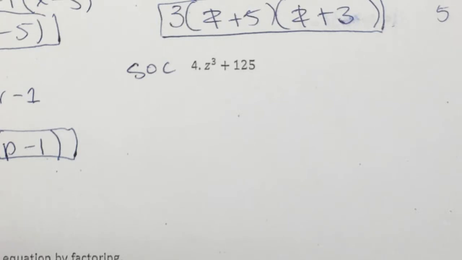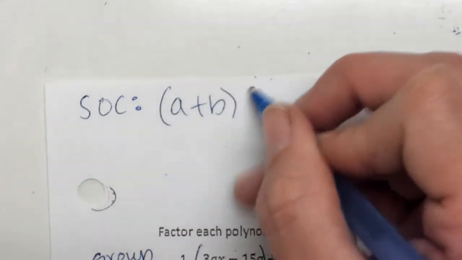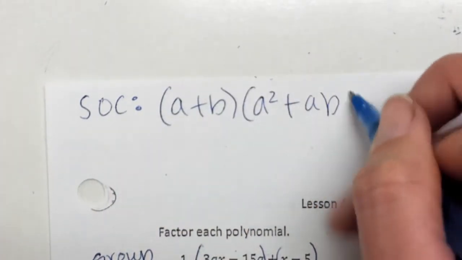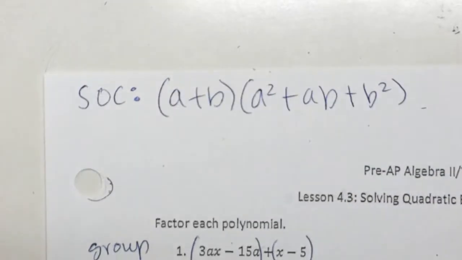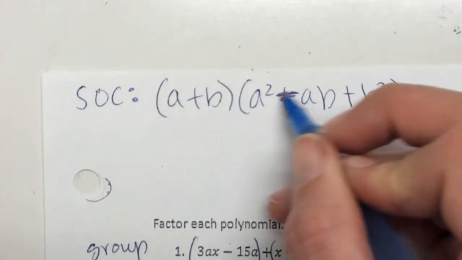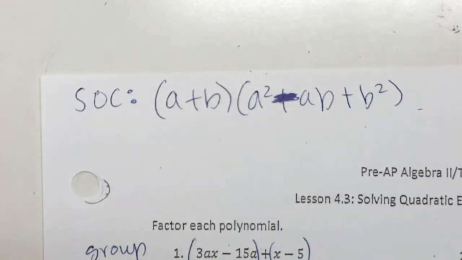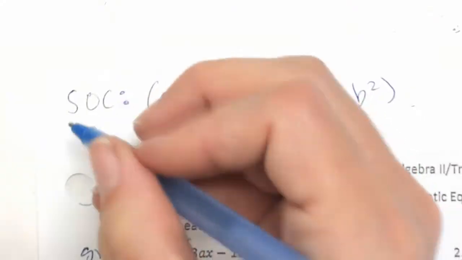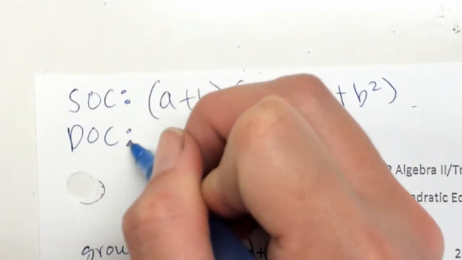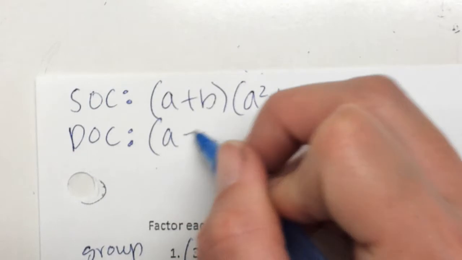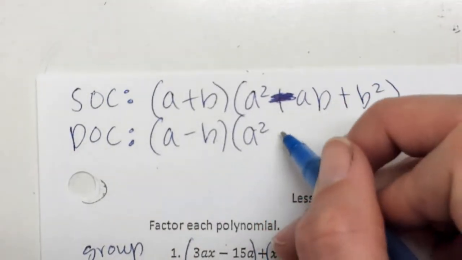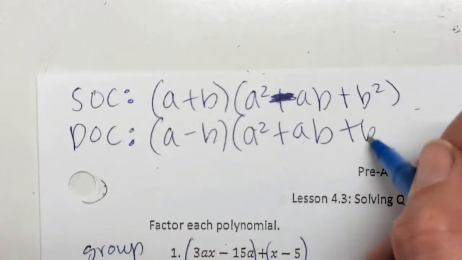Alright, here's the formula that I want you to write, and then I'm going to explain the pattern at the top. So write SOC, sum of cubes: A plus B, A squared minus AB plus B squared. Sorry, I'm messing up already. And then I want you to write difference of cubes, DOC: A minus B, A squared, this time it is, plus AB plus B squared.